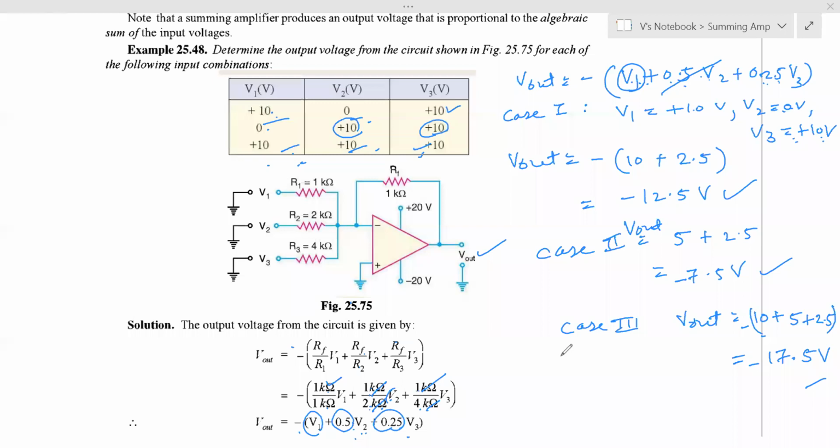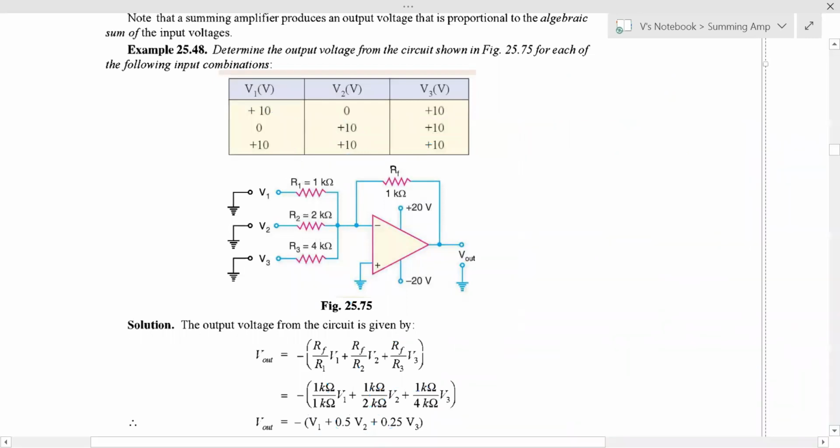So every time you are getting different output voltages because your input voltages are different, right? So this way we can solve any problem with the help of same formula. Formula is same. Okay. That's all.